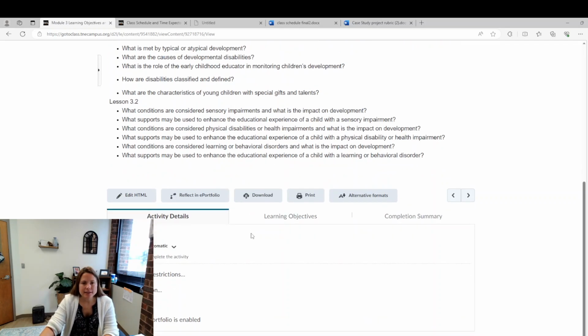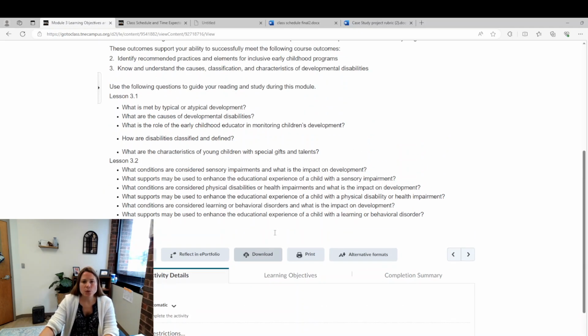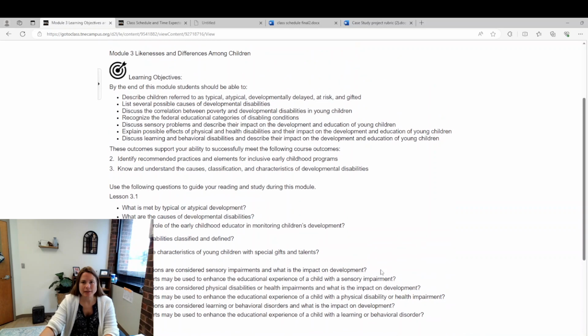And then in the second lesson, we're really going to be looking at those sensory impairments, okay? And what supports and conditions are going to be there to enhance that child's experience. So those are going to be the questions that are going to guide you through the second lesson.